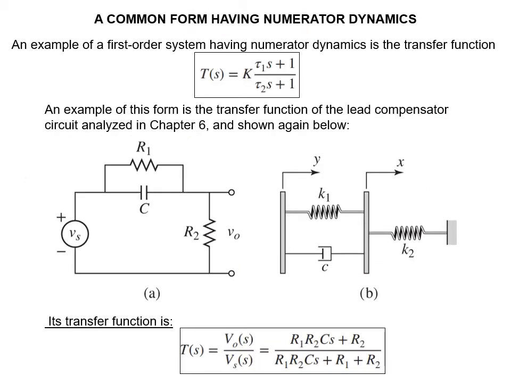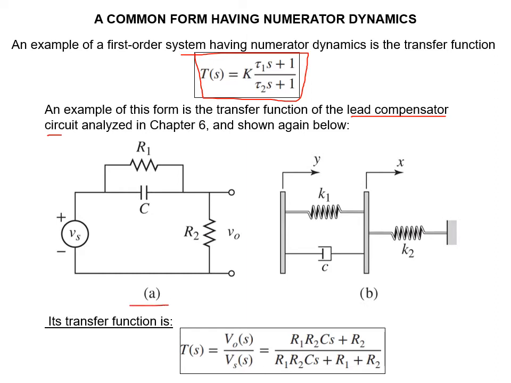Let's take a look at a transfer function of a first order system having numerator dynamics. So we have here T of S is equal to K times tau 1 times S plus 1 over tau 2 times S plus 1. Now an example of this form is the transfer function for the lead compensator circuit from back in chapter 6. So we can see this down below here.